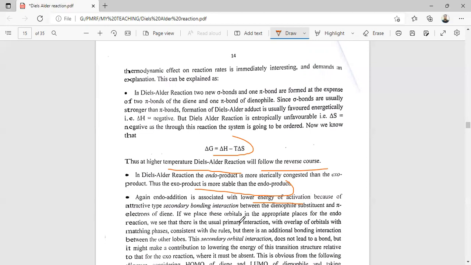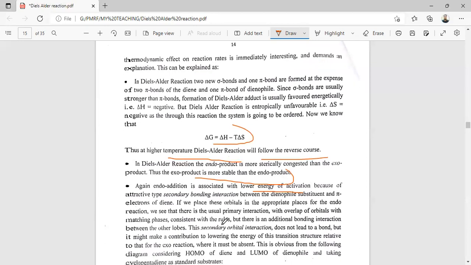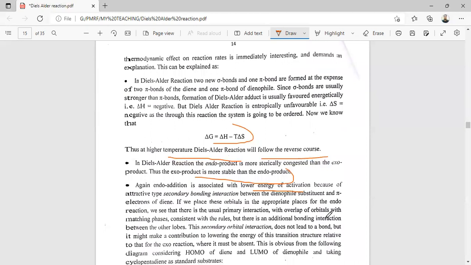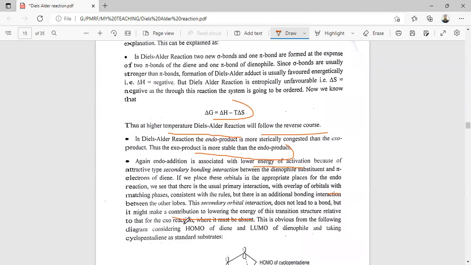If you place this orbital in the appropriate place for the endo reaction, we see that there is the usual primary interaction, with overlap of the orbitals with matching phase, but there is an additional bonding interaction with this other lobe. This secondary orbital interaction does not lead to a bond, but it might make a contribution to lowering the energy of this transition structure relative to the exo reaction, where it is absent.